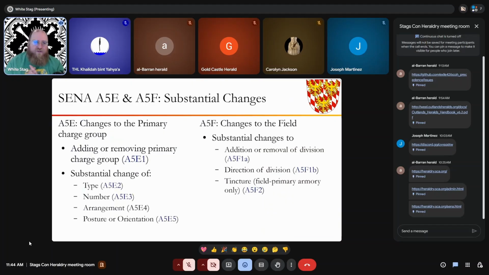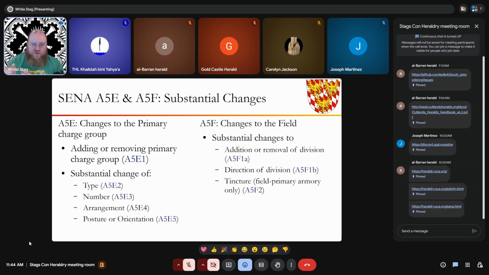So, substantial changes. A5E and F are the sections in the rules which determine what are SCs. You can get SCs either from a change to the primary charge group or changes to the field. You cannot get an SC for secondary or tertiary charge groups. You can get an SC for adding or removing the primary charge group or substantial change, and that's defined in the rules. I'm not going to get into it. We don't have time for type, number, arrangement, or posture and orientation.